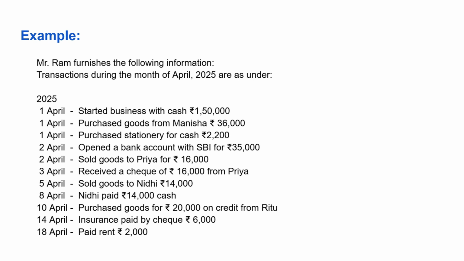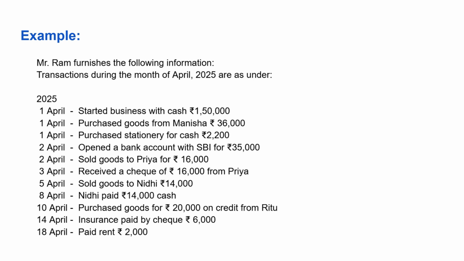2nd April, opened a bank account with SBI for 35,000 rupees. 2nd April, sold goods to Priya for 16,000 rupees. 3rd April, received a check of 16,000 rupees from Priya. 5th April, sold goods to Nidhi rupees 14,000. 8th April, Nidhi paid 14,000 rupees cash. 10th April, purchased goods for 20,000 rupees on credit from Ritu.